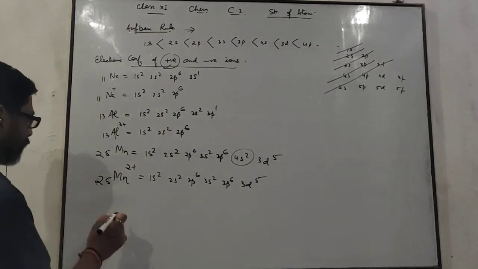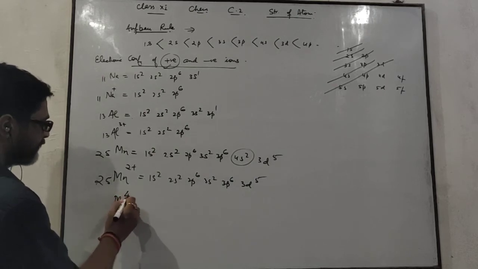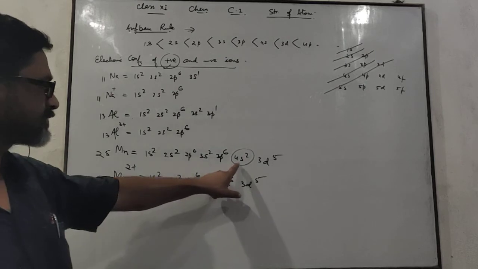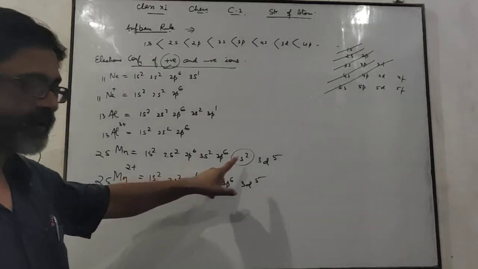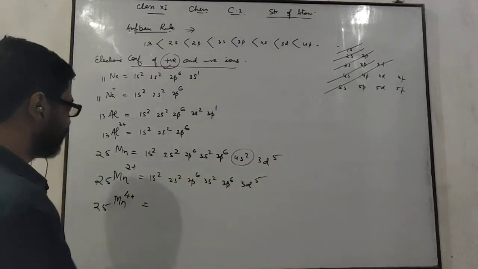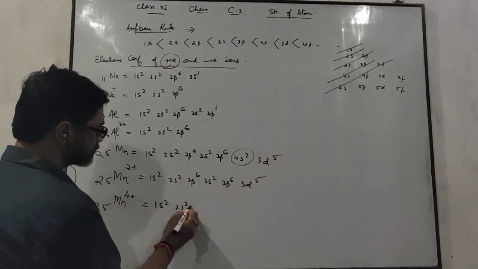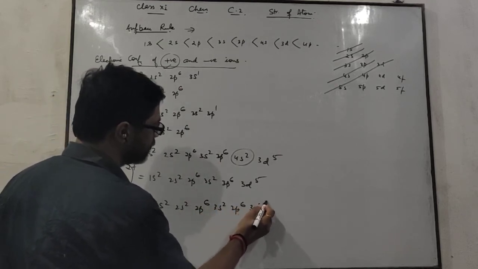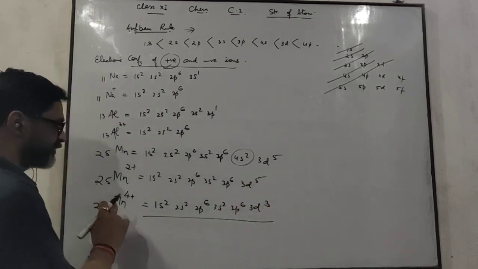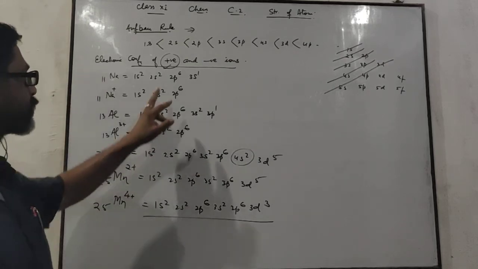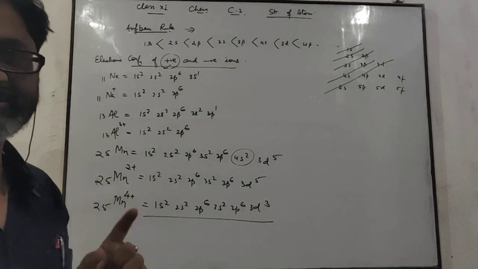If we write Mn4+, what will we do? Two electrons are removed from 4s, and another two electrons are also removed from 3d. The electronic configuration becomes 3s2, 3p6, 3d3. This is the configuration of Mn4+. In this way, we can write the electronic configuration of positively charged ions.